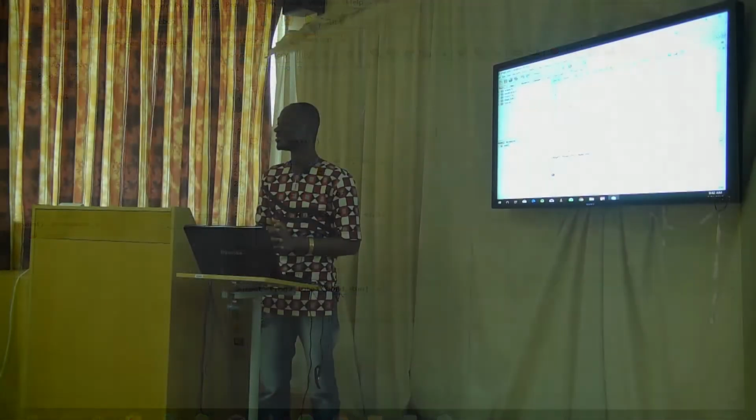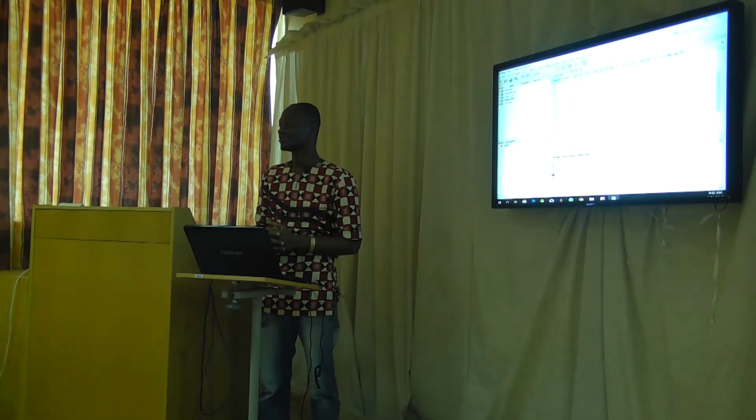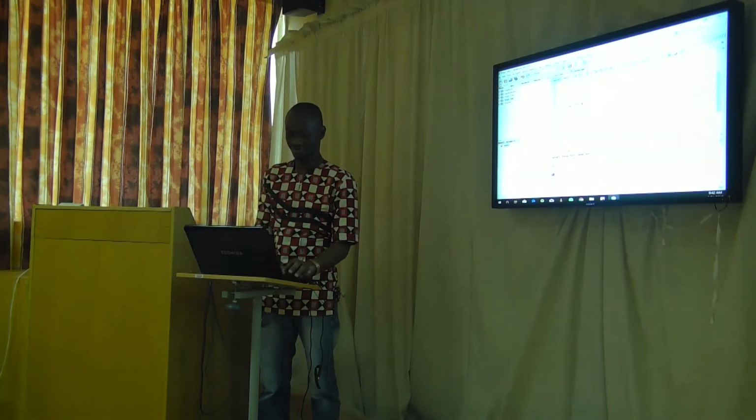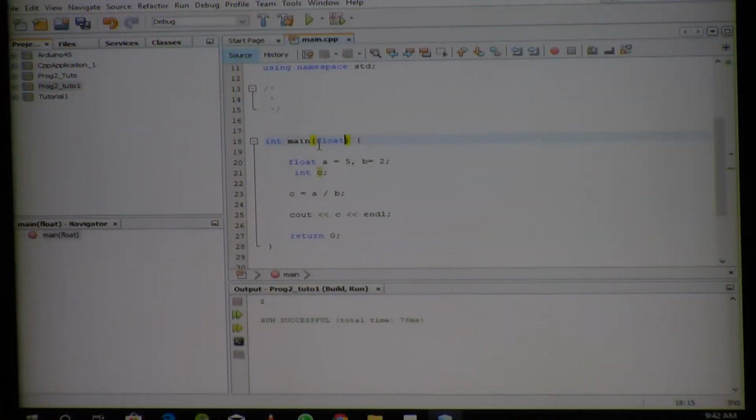Float C. I should include it where? Float C, here. I should write float. And then I should write float also here. Okay. Let's try it.